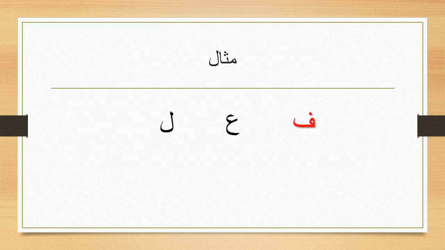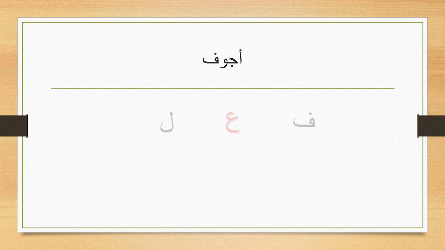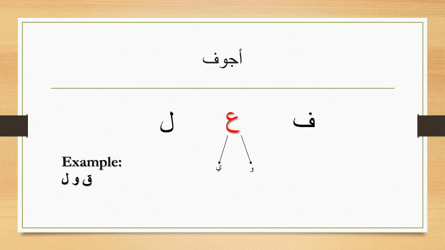Now mithal is when the fa root letter is a wa or ya. An example of it is the root letters wa, da, and ain. We have wada'a, he put. Ajwaf is when the ain kalima is a wa or ya. An example of it is the root letters qaf, waw, and lam, and the middle letter, the ain kalima, is a waw, and from that we have qala yaqulu.